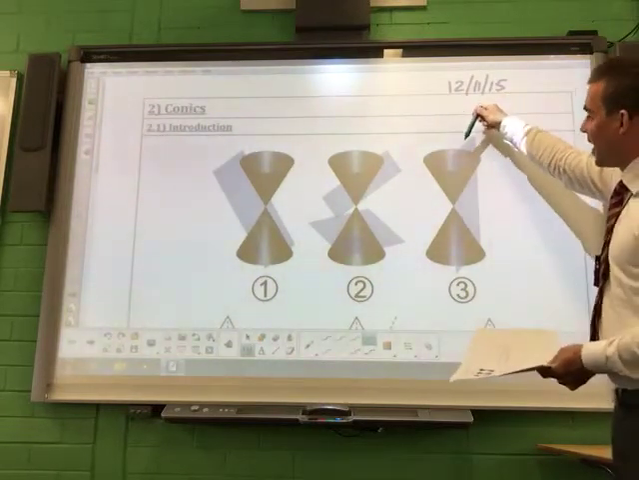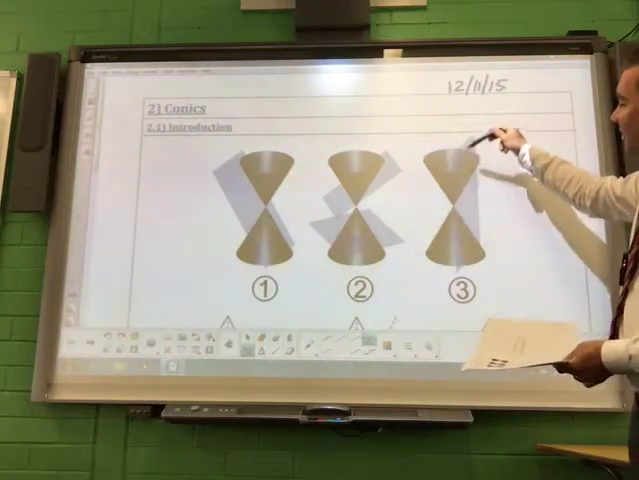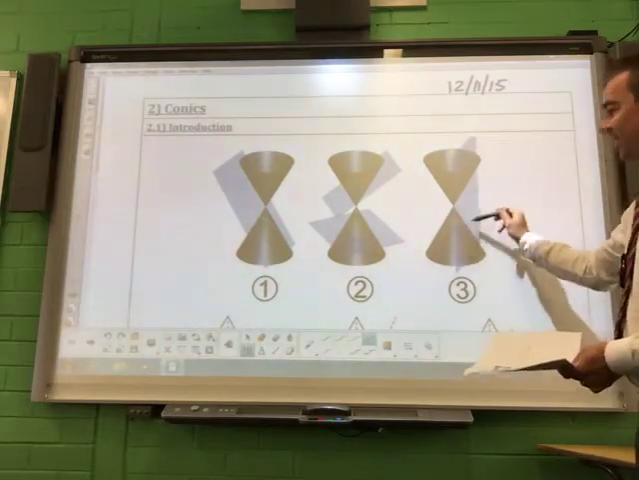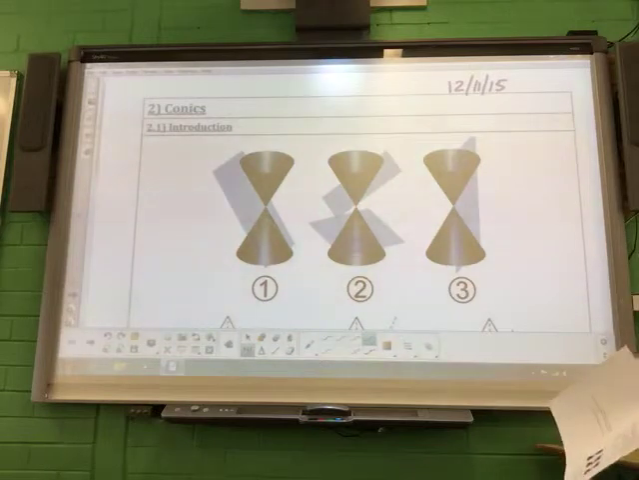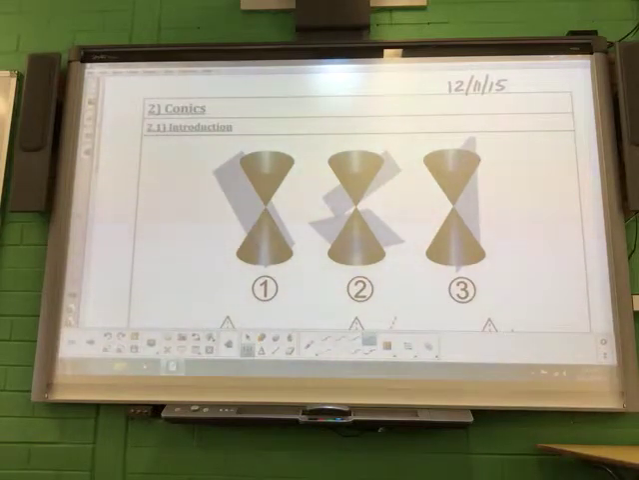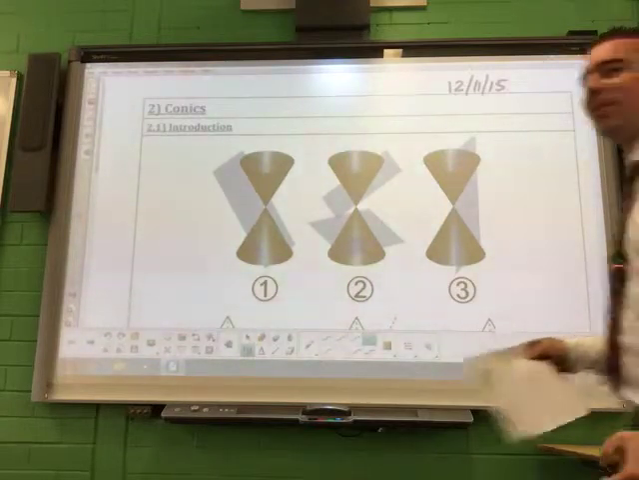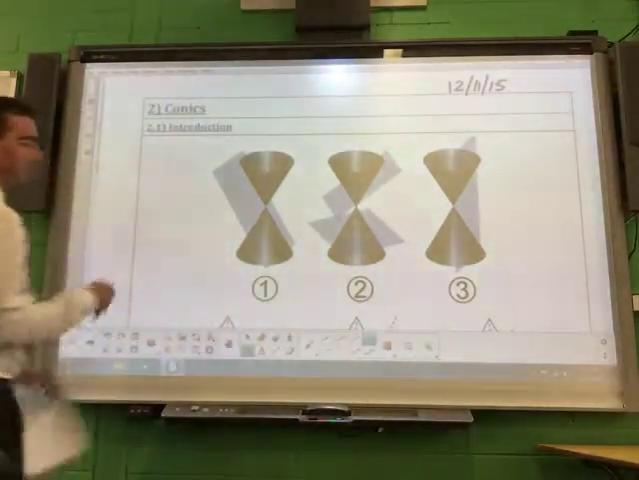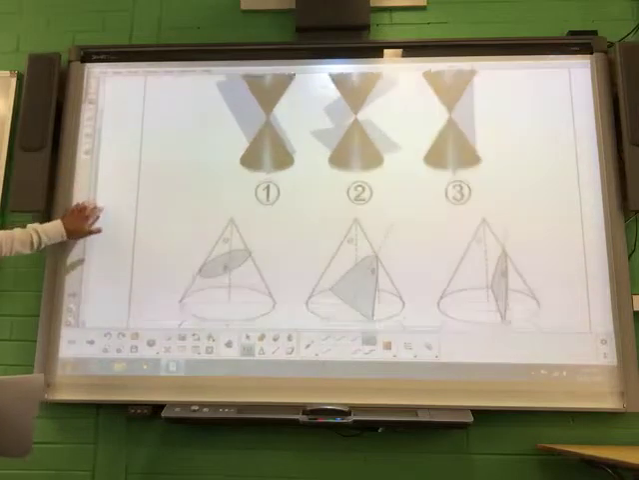Now, if we slice it in this direction, we've got that and that. What do you think that's going to form? Yeah, it's going to form a hyperbola. And we'll talk about those as we get through the topic.